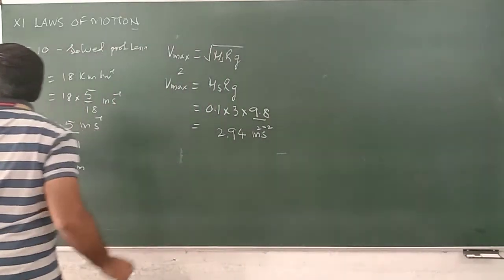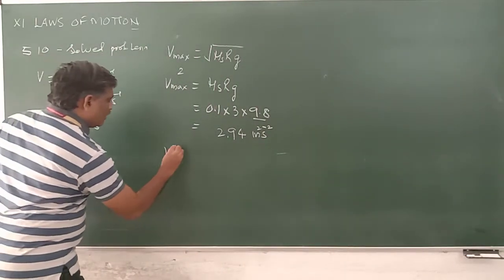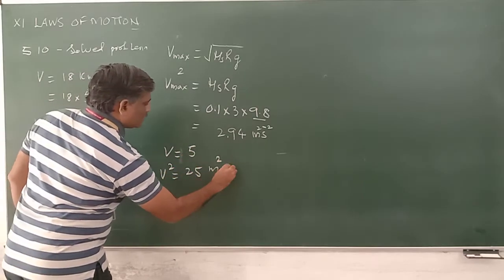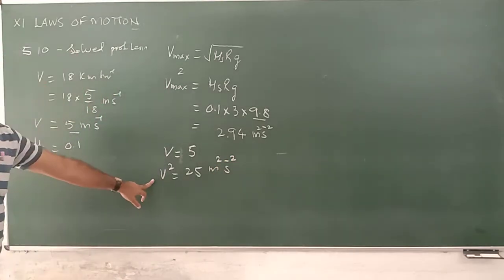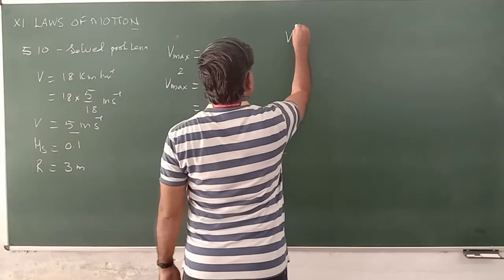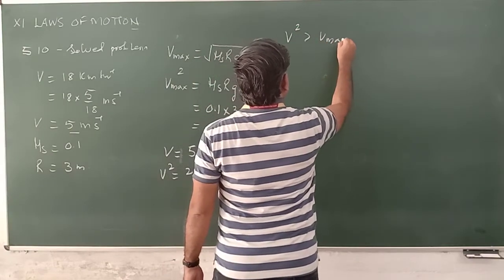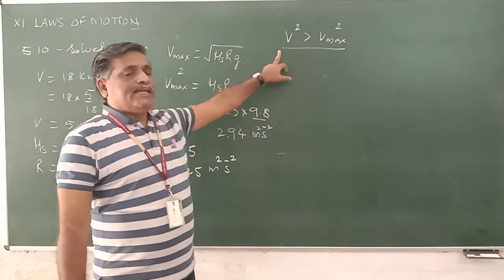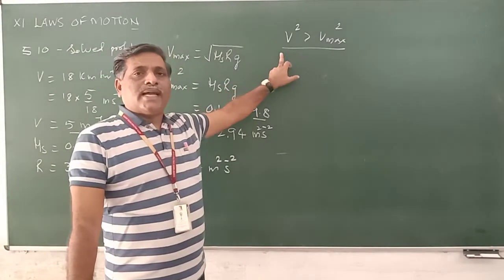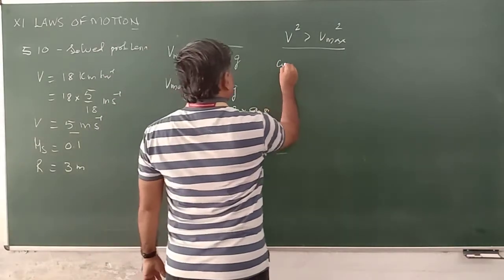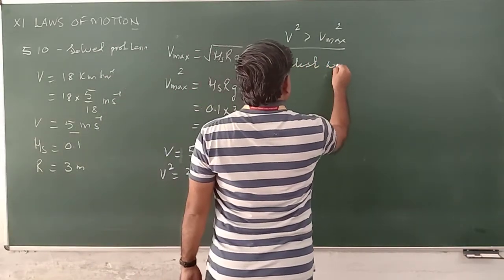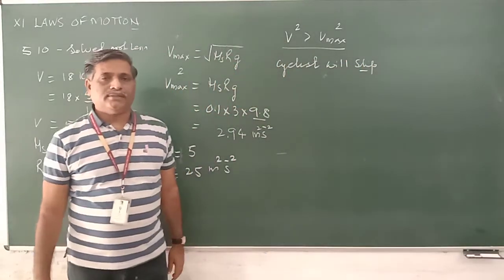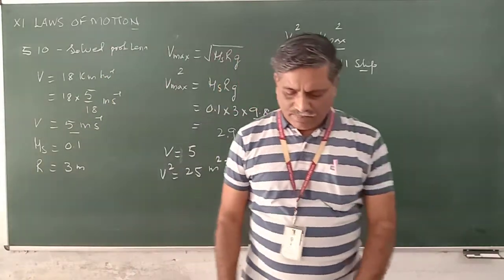Here the speed of the cyclist is V equal to 5, so V square is equal to 25 meter square per second square. You can see very clearly that V square is greater than Vmax square. To take a turn with this speed is not safe. Therefore, the cyclist will slip, because he is exceeding the maximum limit.